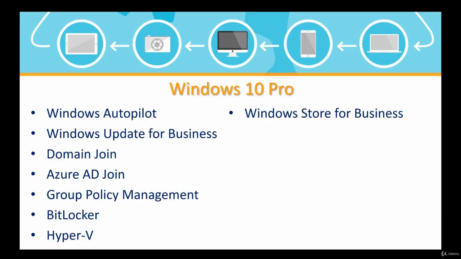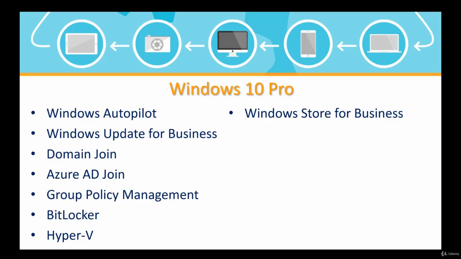So that does a lot. I'm going to talk a little bit more about that. You've got Windows Update for Business. This gives us more control over updates in our environment. You have Domain Join, which again lets you join a Microsoft Active Directory domain and take advantage of centralization. You have Azure AD Join, that's the cloud side of things, where you can link Windows 10 to the cloud and take advantage of those services. We have Group Policy Management for controlling restrictions and settings on people's machines. We also have BitLocker, which will encrypt our hard drives, our partitions.